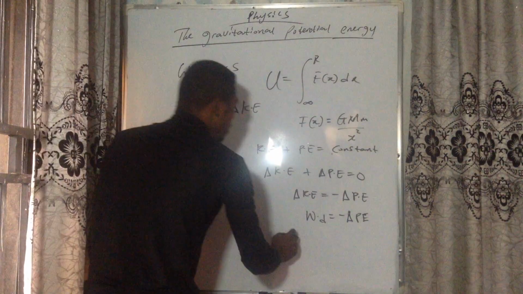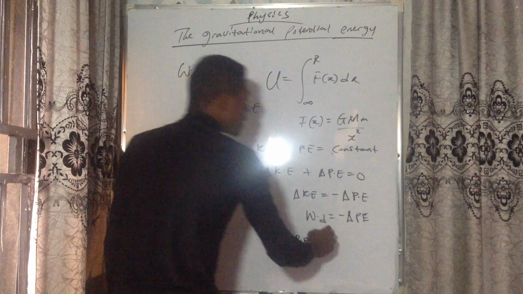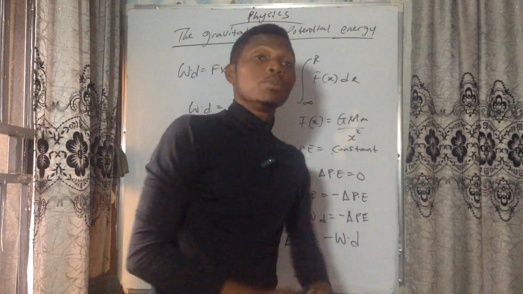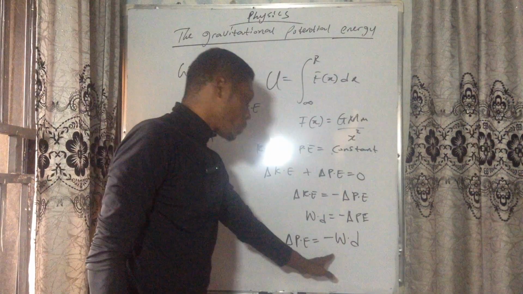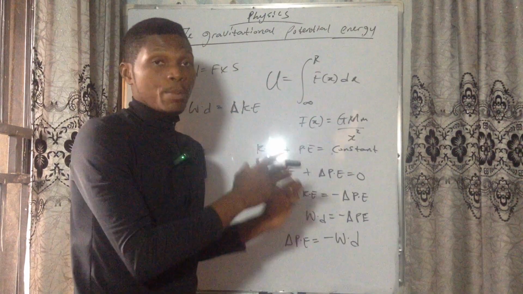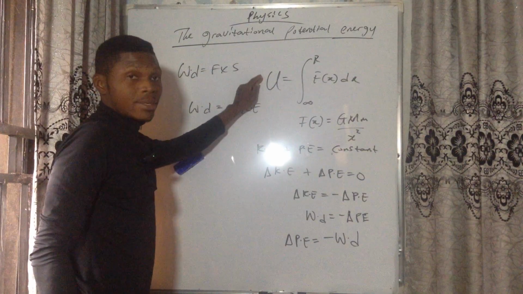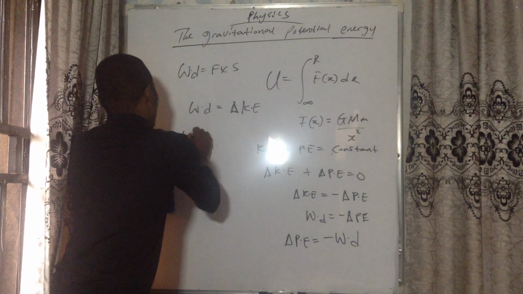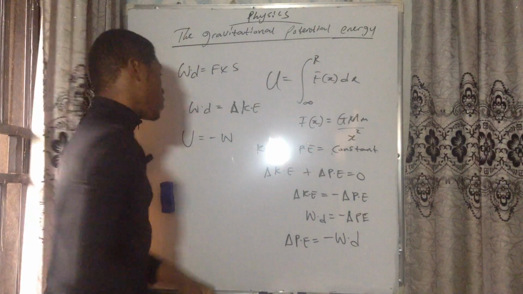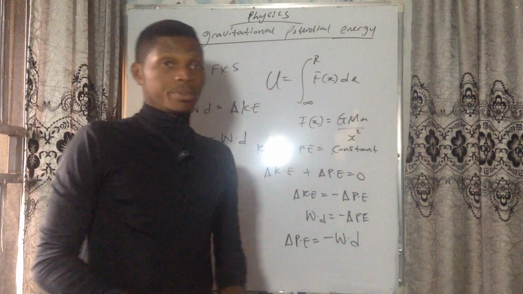So that means that the change in potential energy is equal to the negative of the work done by the gravitational force. You see, this equation is very, very important. Potential energy is given by the symbol U. So U is equal to minus W. Some put it like this, minus WD, that is work done.